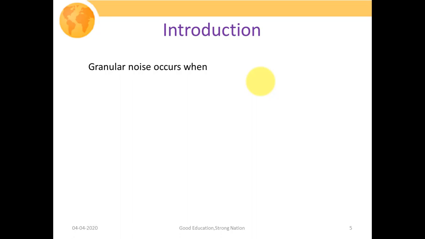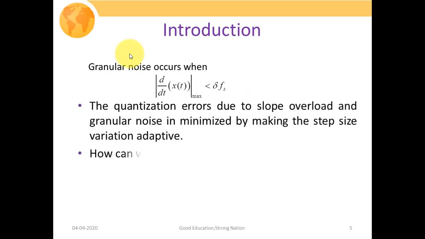In a similar manner, granular noise happens when the maximum slope of the input signal is less than delta times fs, which we have already discussed. So the quantization error due to slope overload and granular noise is minimized by making the step variation adaptive. If the slope of signal variation is greater than delta times fs, then slope overload distortion happens. And if it is less than delta times fs, then granular noise happens. So anyhow, we must reduce the error.